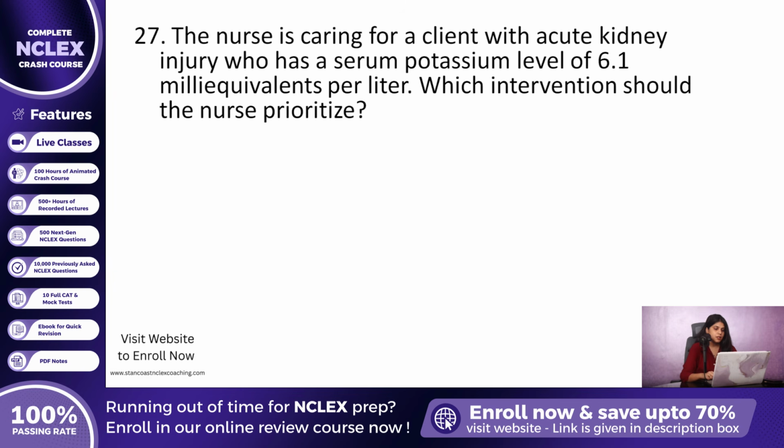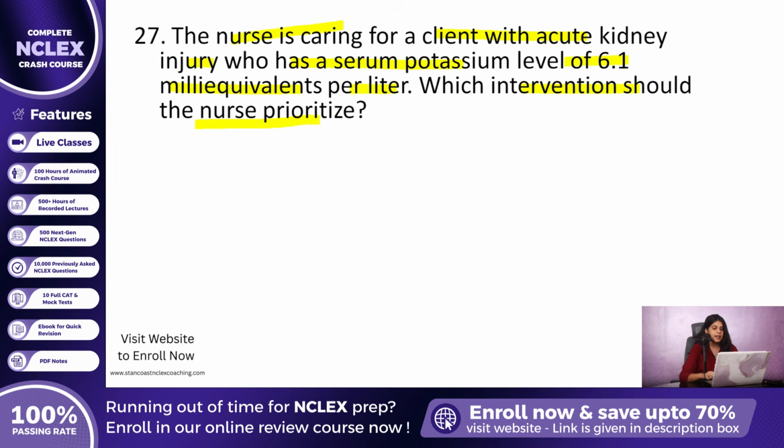Question 27. Next, let us consider a high-risk lab scenario involving electrolyte imbalance. The nurse is caring for a client with acute kidney injury who has a serum potassium level of 6.1 milliequivalents per liter. Which intervention should the nurse prioritize?